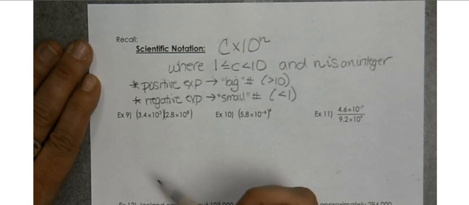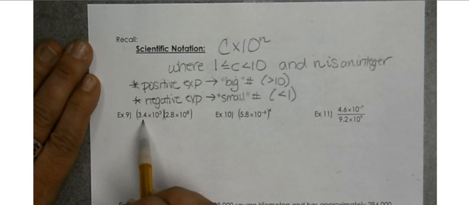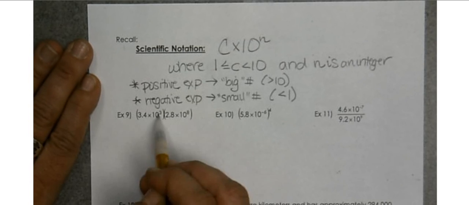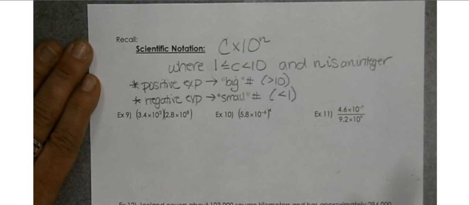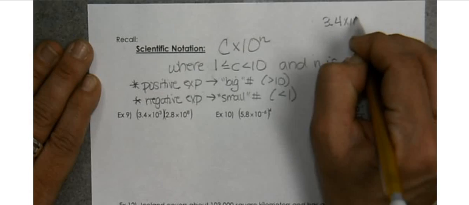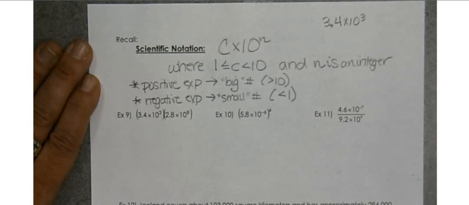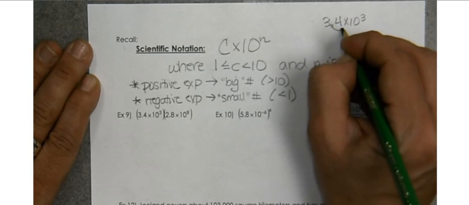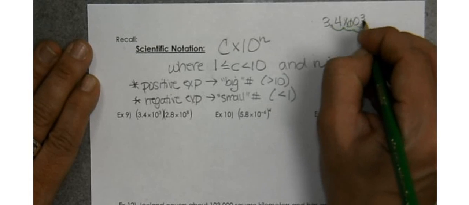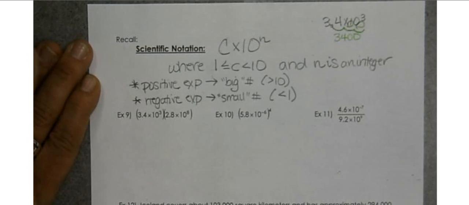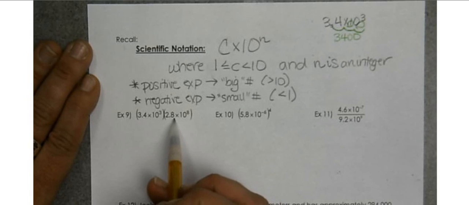So in example 9, we have 3.4 times 10 to the third and 2.8 times 10 to the eighth. So these are positive exponents, so these are very big numbers. Remember what 3.4 times 10 to the third means is that you would take that decimal place and move it over 3 places to make it a big number. So that really is equivalent to 3,400. But it's going to be easier for us to use scientific notation to multiply these things.